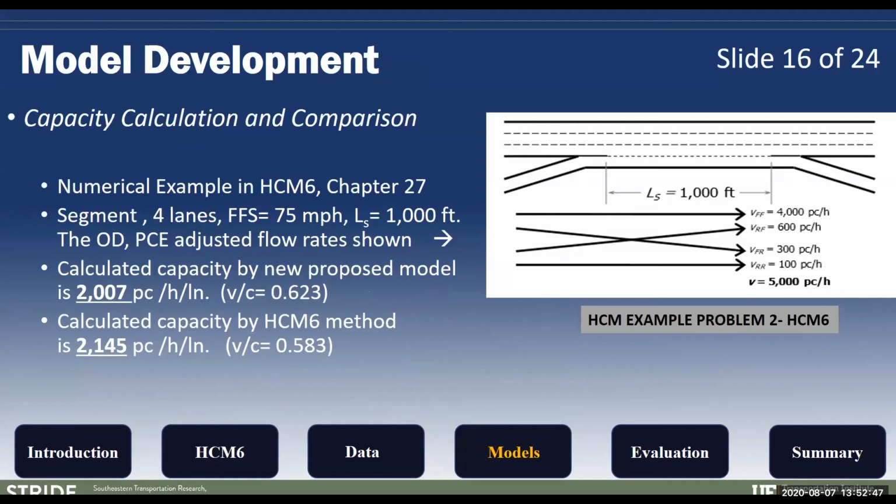And what we did here was just to look at some of the differences. We took an example problem from the HCM chapter 27. And for that particular example, we used our capacity model. What we did was estimate a capacity here of about 2007 passenger cars per hour per lane, giving a volume to capacity ratio, as you see. That compares with an HCM6 capacity that is slightly higher, which leads to a lower V over C. So differences are not huge, but nevertheless are important.